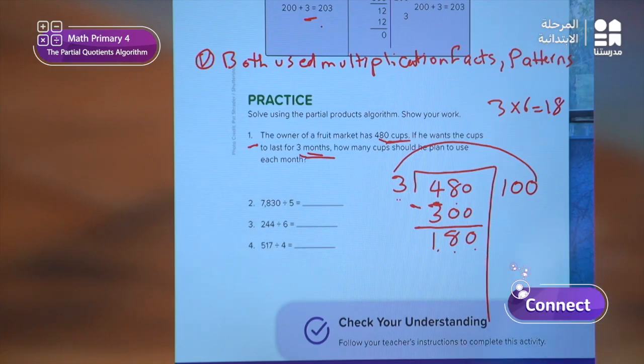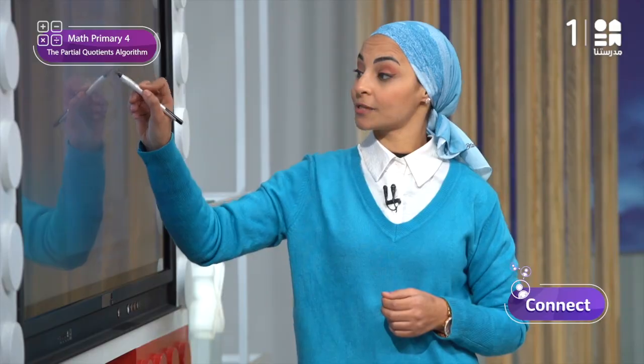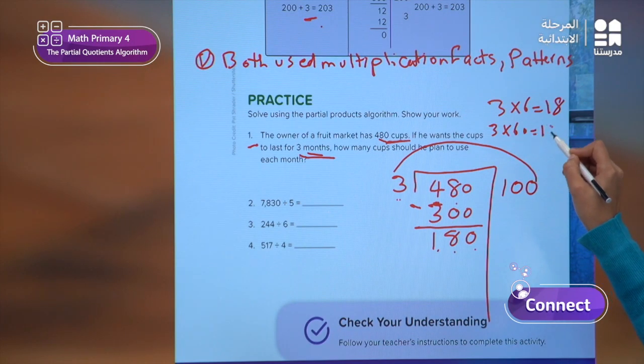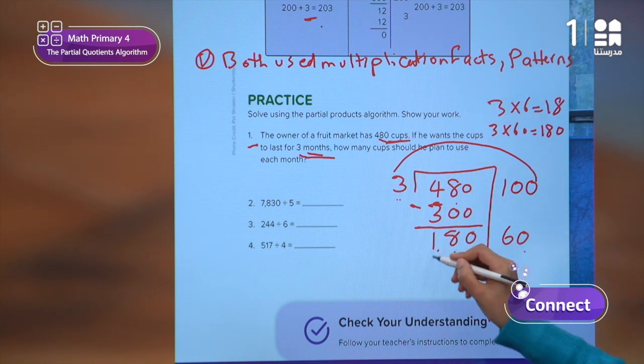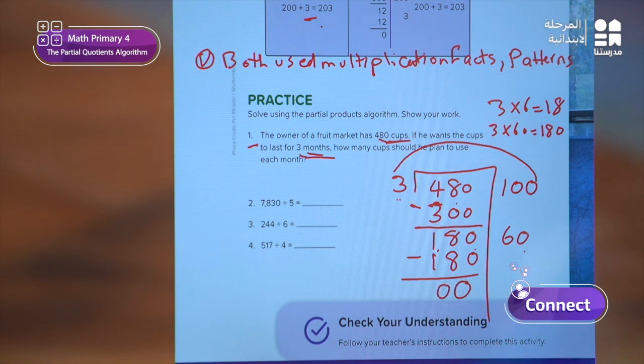And look here, I have 180. Now we know about the patterns with 0. So we know that 180 is a multiple of 3. So 3 times what equals 180? Of course 3 times 60 equals 180, right? So 60 is part of the quotient. That's why I will write it here on the right side. Again, 60 times 3 equals what? Equals 180. So I will write here 180, and subtract both numbers to get 0.